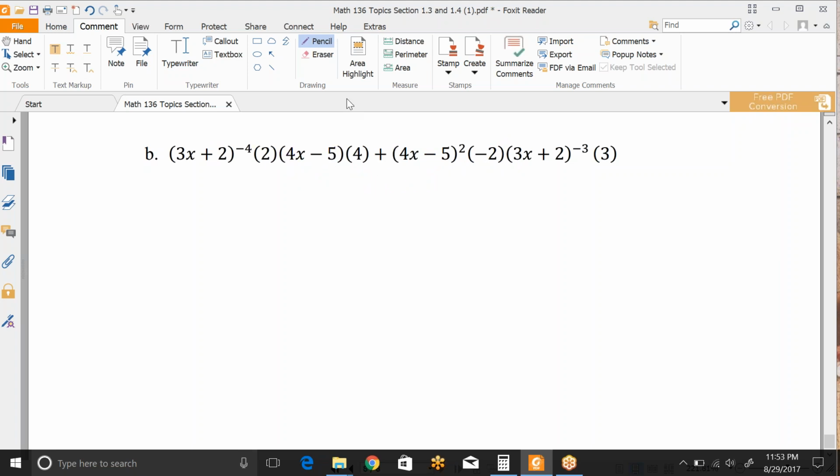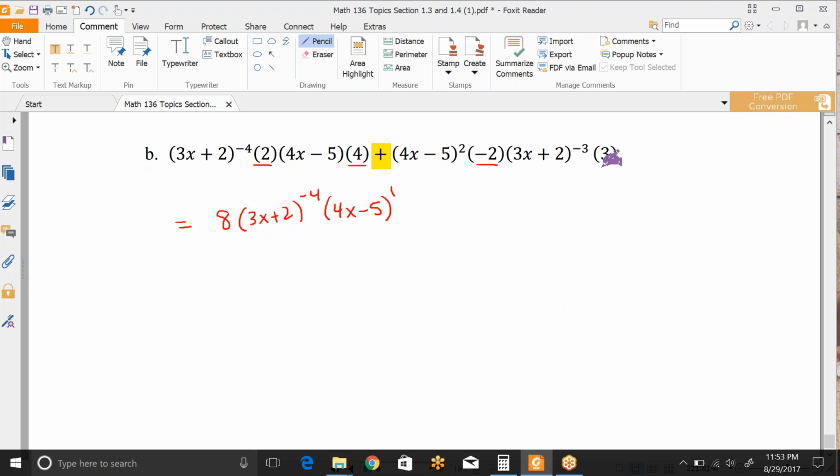So the first step again is to locate your plus sign in the middle, so you see the separation between the two pieces, the two blobs. Then I always clean up my monomials first. So 2 times 4 would be 8. Then I have my (3x+2)^-4 times my (4x-5)^1.